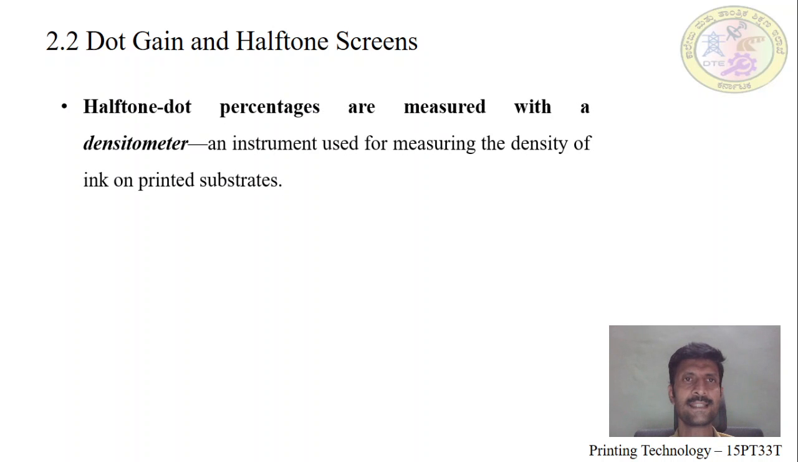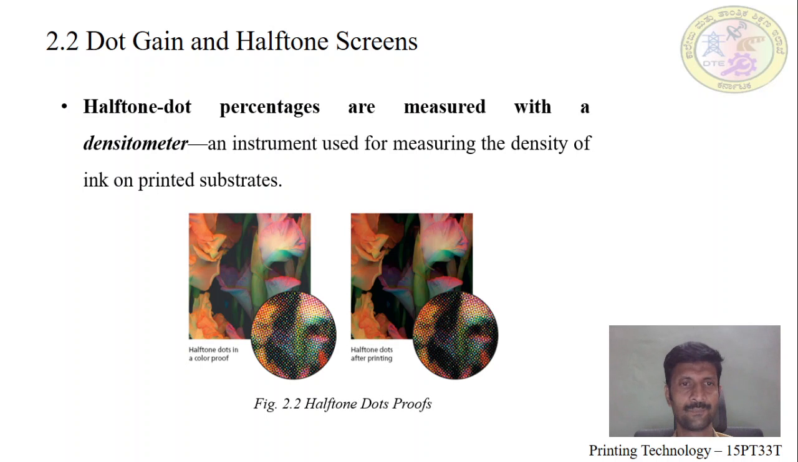Next, we will see the halftone screen or halftone dot percentage. After the breaking of continuous tone, there is dot formation. This halftone dot percentage is measured with a densitometer, showing how much ink is deposited on the paper or substrate. To measure that, we require a densitometer or spectrophotometer device.